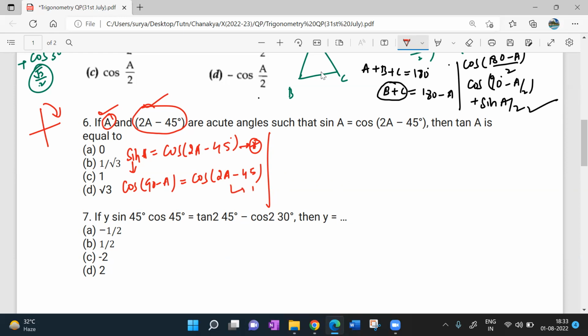Let us take this as my first equation. Substituting first in star, what are you going to get? Tell me. So sin A is equal to cos of 90 minus A, which is equal to cos of 2A minus 45. If I write like this, do you have any problem? I can remove cos on both sides. Can I simply write like this?